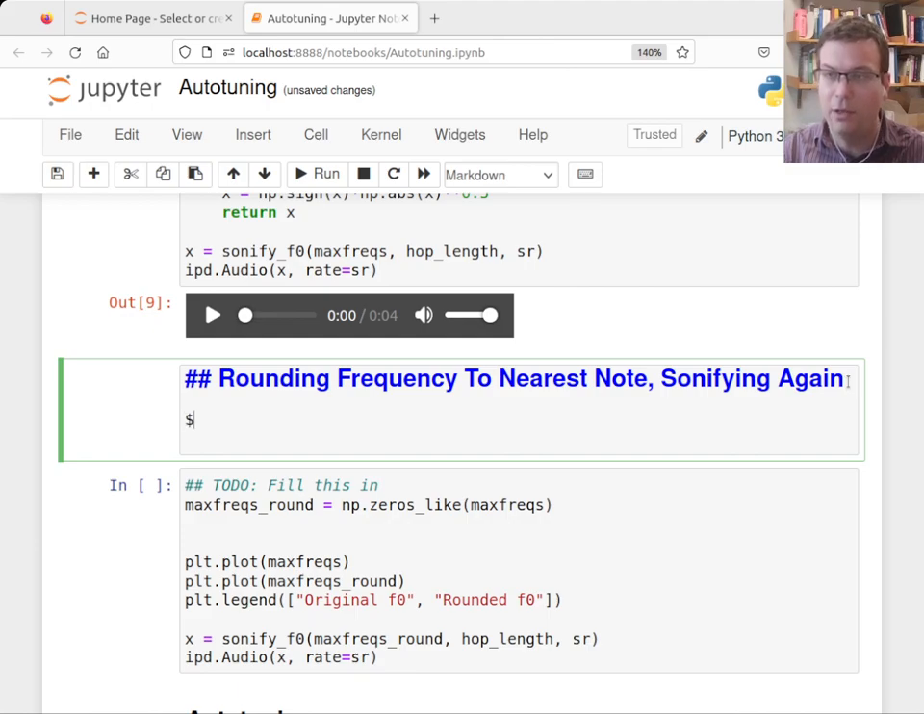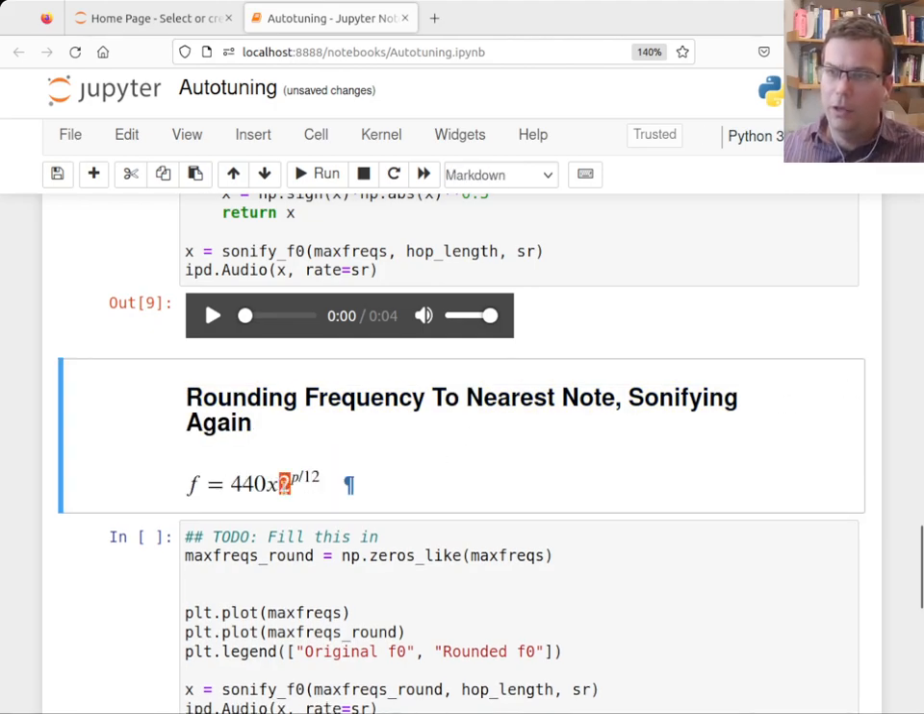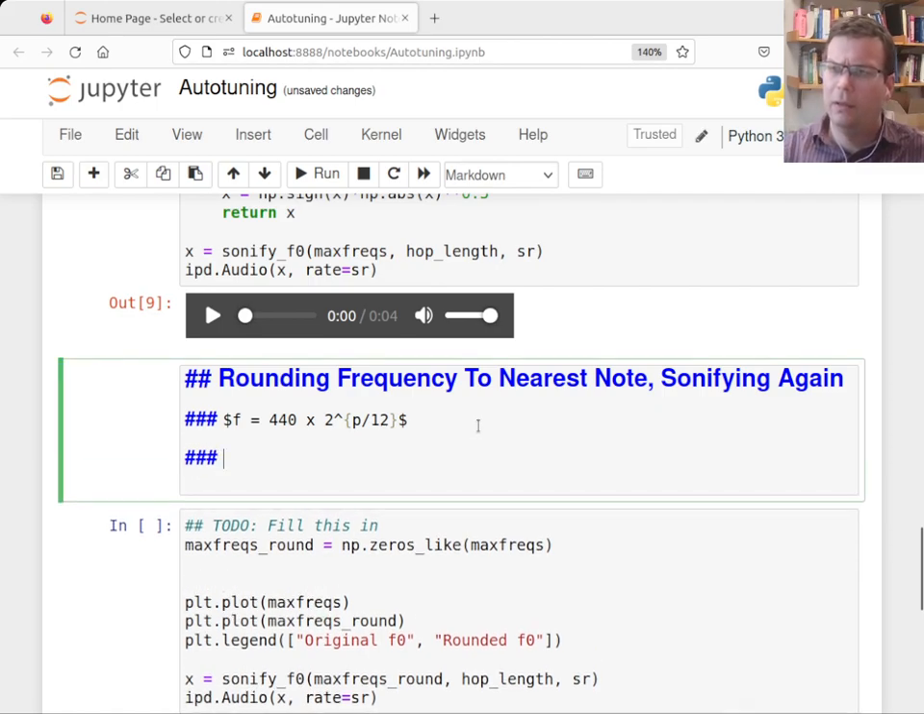So remember, we have the equation that the frequency of a particular note number p is equal to 440 times 2 raised to the note number p over 12. And so if I can invert this, what I can do is solve for the note number associated to a particular frequency, which may or may not be an integer. These are supposed to be integers, but we're getting a particular frequency estimate, which may not actually be an integer. So let me solve for that note number.